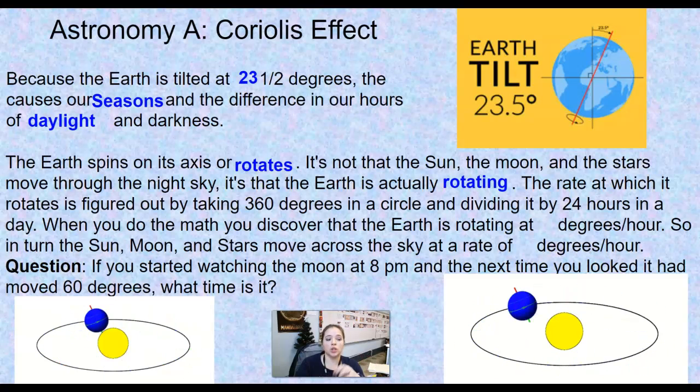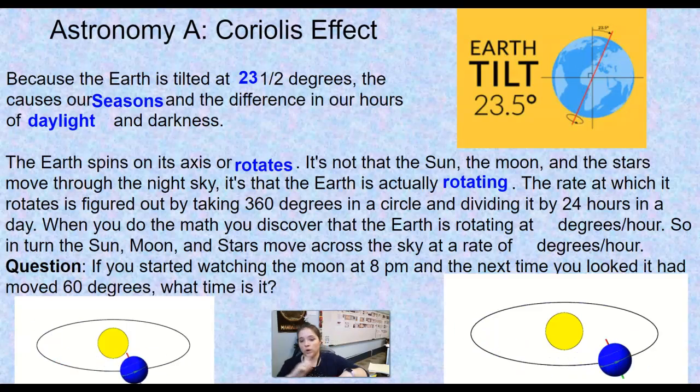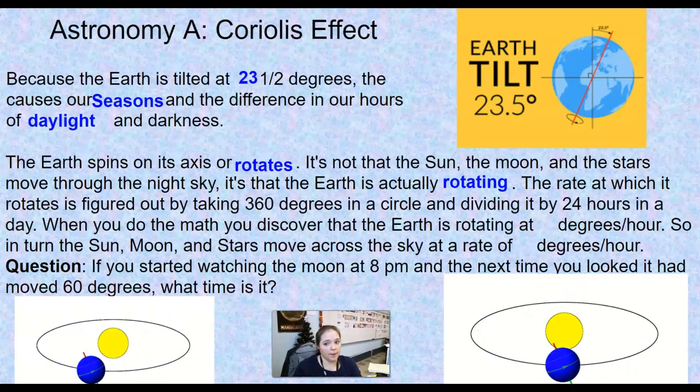And the rate at which it rotates is figured out by taking 360 degrees in a full circle, because it goes in one whole circle, and one whole circle is one day, which is also 24 hours. So when you do the math, you divide 360 by 24, it gives you 15 degrees per hour. So in turn, the sun, moon, and stars move across the sky at a rate of 15 degrees per hour.